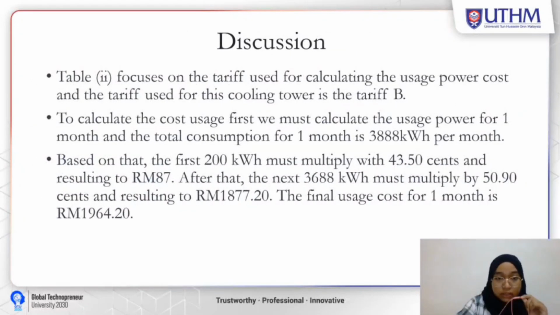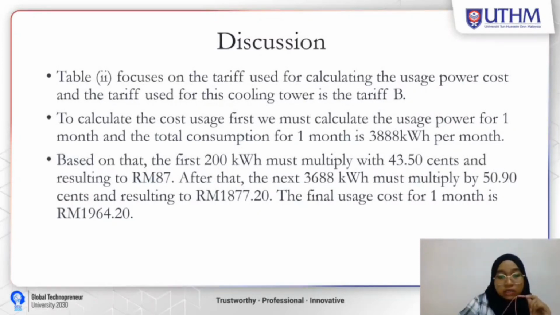Next, we go to table 2, which focuses more on the tariff used for calculating the power usage cost, and the tariff used for this cooling tower is tariff B. This is because the pilot plant is characterized as low voltage commercial. Moreover, in tariff B, for the first 200 kilowatt hour, the rate is 43.50 cent, and the rate for the next kilowatt hour is 50.9 cent.